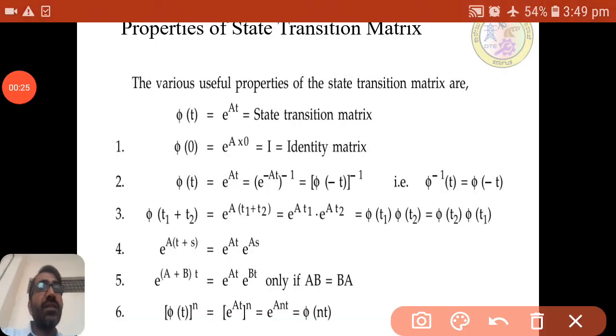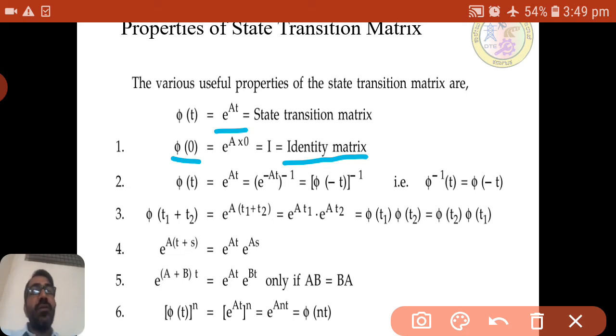So here, the properties of the state transition matrix, there are 8 properties. Basically the pi of t, which we will call the state transition matrix, is nothing but e raised to at. The first property we call the identity matrix. Suppose t is 0, so pi of 0: e raised to a into 0, a into 0 is nothing but 0, and anything raised to 0 will be 1, which we call the identity matrix. So pi of 0 is the identity matrix.